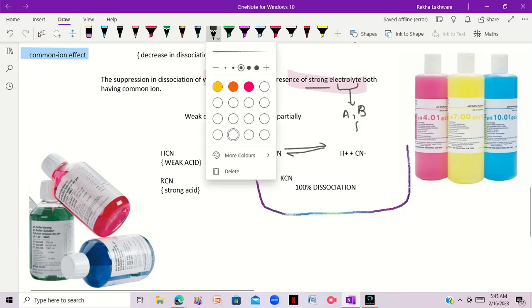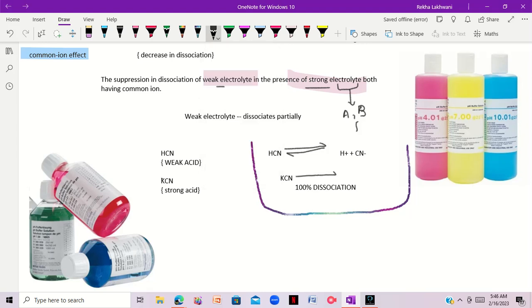As this is a strong electrolyte, there will be 100% dissociation, and what will form basically is potassium ions plus CN negative, right? Now listen to this. As I said, this hydrogen cyanide is a weak electrolyte, this potassium cyanide is a strong electrolyte, right?